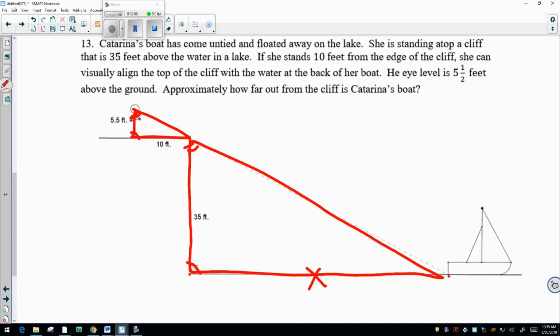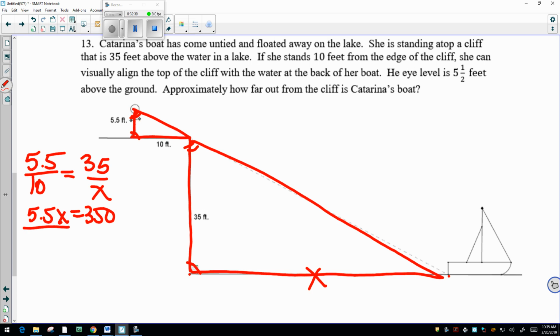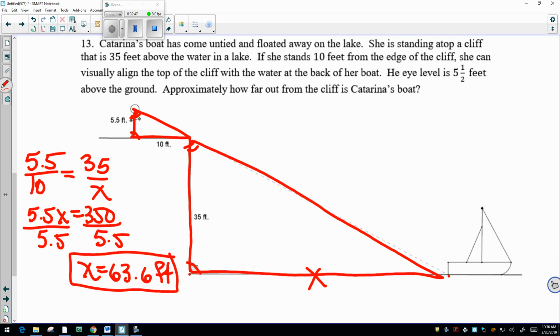So give me a proportion that we could use to solve. Equals 35. Good. And to solve? 5.5. Okay. And then to get x, we're going to divide by 5.5. And that means her boat is how far away? Like 63 feet. Sounds good. So her boat is a pretty good distance away from her.